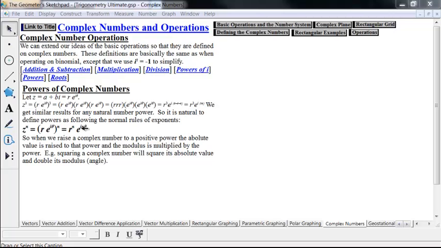And so this would certainly be nice for a positive n. So if n is a positive number, for example, then we get r to the n, the magnitude of the number raised to the power, and then the angle is just going to be multiplied by n. So for example, if we square it, we're going to square its distance from the origin, but we're going to double its angle. Or if we cube it, we're going to raise the distance from the origin, its absolute value, to the power 3, but we're going to triple the angle.